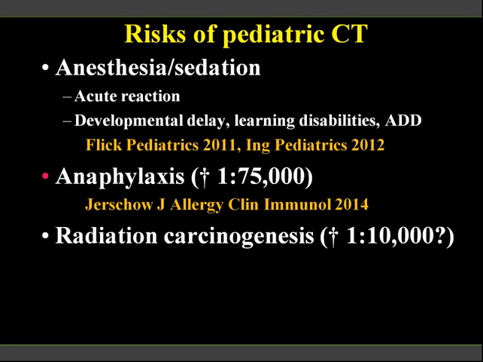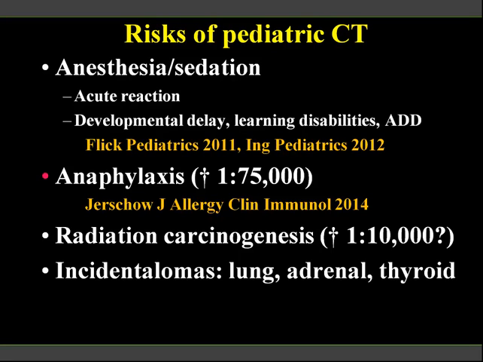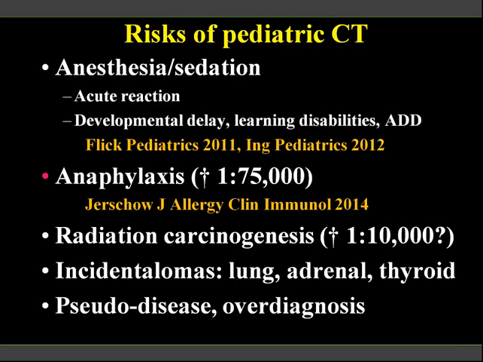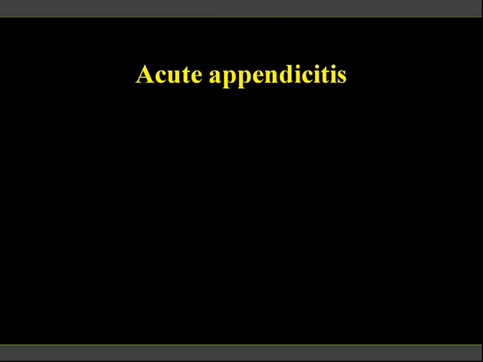Then there's the radiation carcinogenesis risk, which is estimated, extrapolated from Hiroshima data, to be in the order of 1 in 10,000, depending on the dose of the scan. And this is controversial, of course. But there's other risk. Incidentalomas could be detected: lung nodules, adrenal nodules, thyroid abnormalities that require further workup, and the detection of what's called pseudo-disease and overdiagnosis. So let me illustrate that with the case of acute appendicitis as it presents itself in the emergency room.